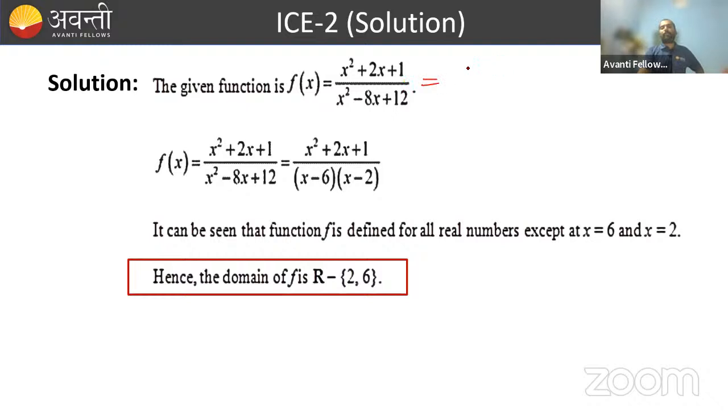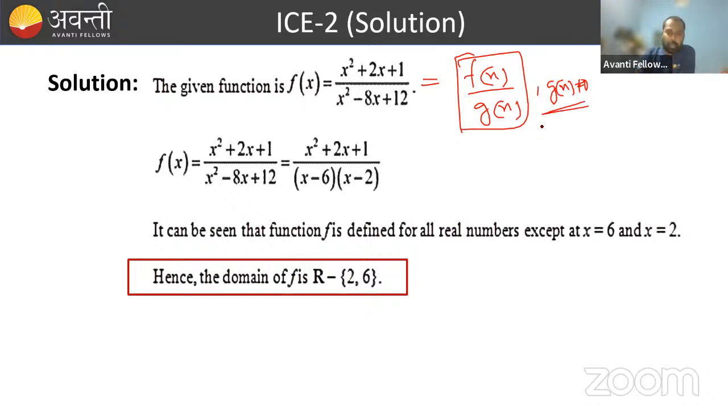This function is in the form of f of x by g of x, right? So for this function to be defined, g of x must be not equal to 0. In place of g of x, we have x square minus 8x plus 12. And if we factorize x square minus 8x plus 12, we get x minus... very good, JNB Bhavnagar, your answer is absolutely correct. Okay, let's discuss.